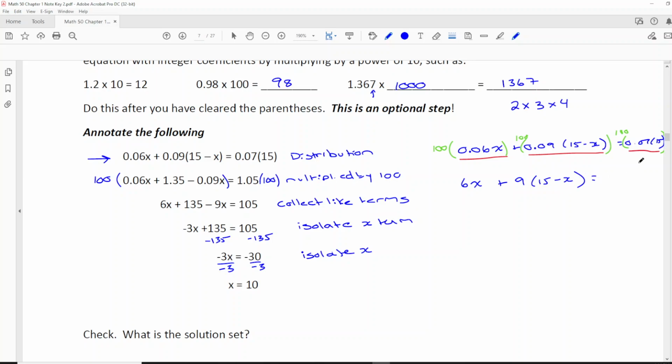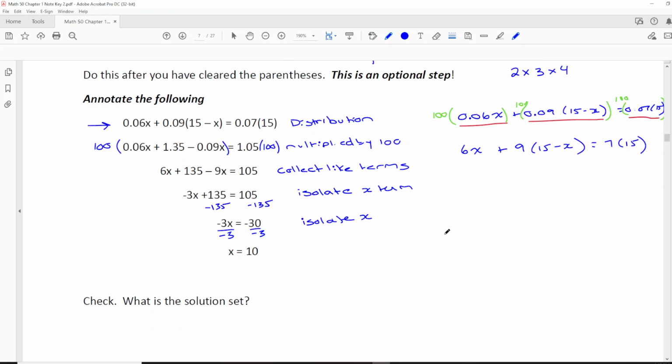And then on the right-hand side, I would do that 0.07 times 100 is 7, and then times 15. So you don't have to distribute and then get rid of the decimal. You could get rid of the decimal right off the bat and then distribute and then collect like terms and then isolate x. It's totally up to you.